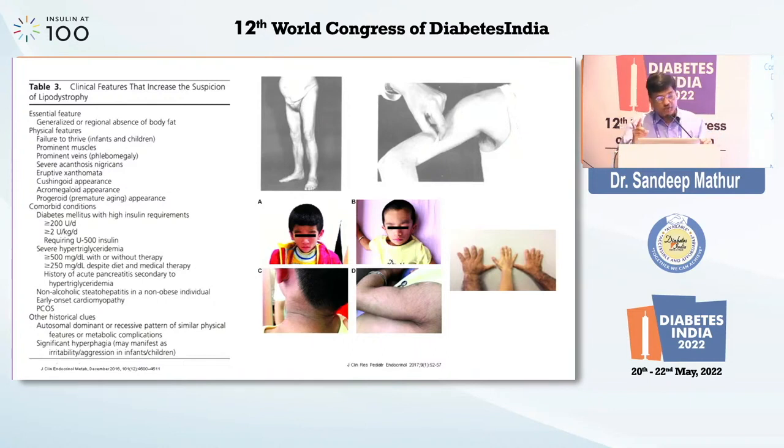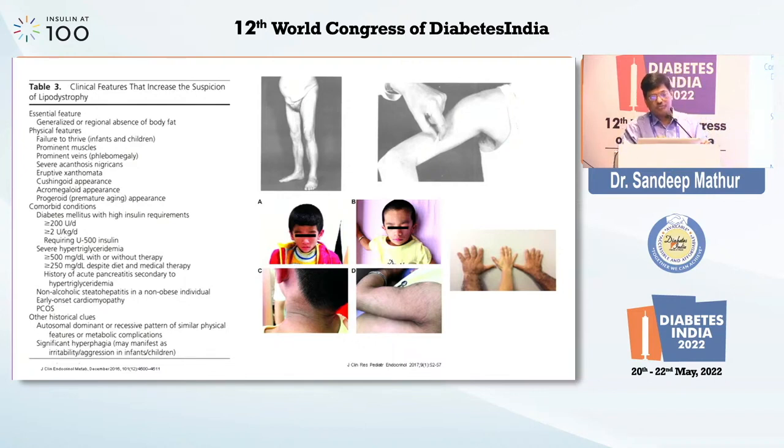Similarly, if a patient requires more than 2 units of insulin per kilogram body weight, seriously consider lipodystrophy, or if they require more than 200 units of insulin, or triglyceride more than 500. I know many patients I treated for hypertriglyceridemia with so many medicines, and they were suffering from lipodystrophy, and we were treating with insulin and other things without realizing, and the whole family was suffering. And number two, they have a voracious appetite.